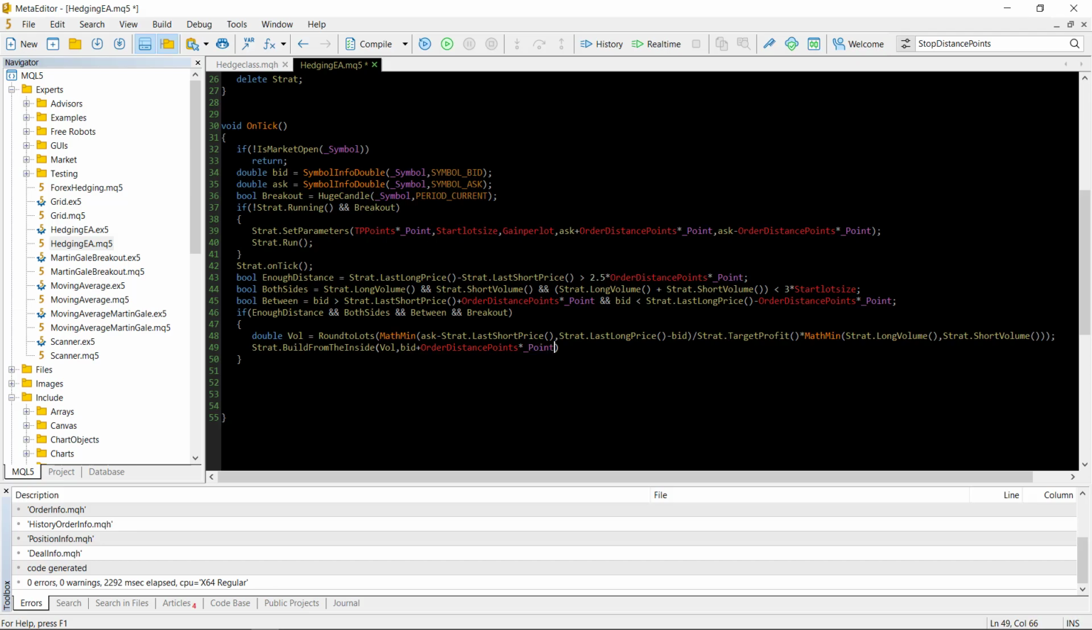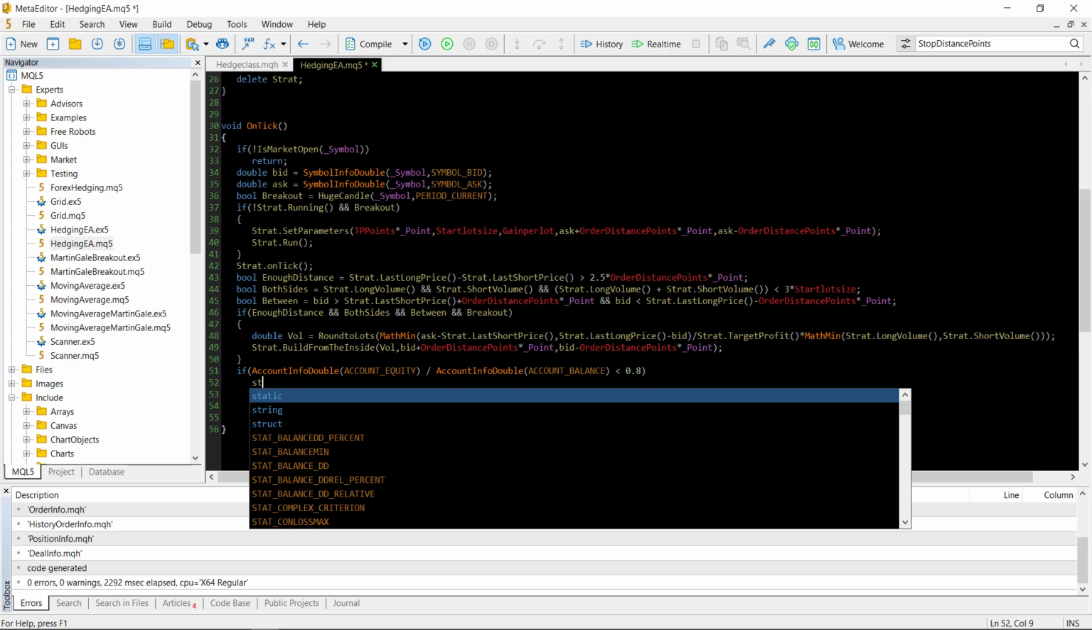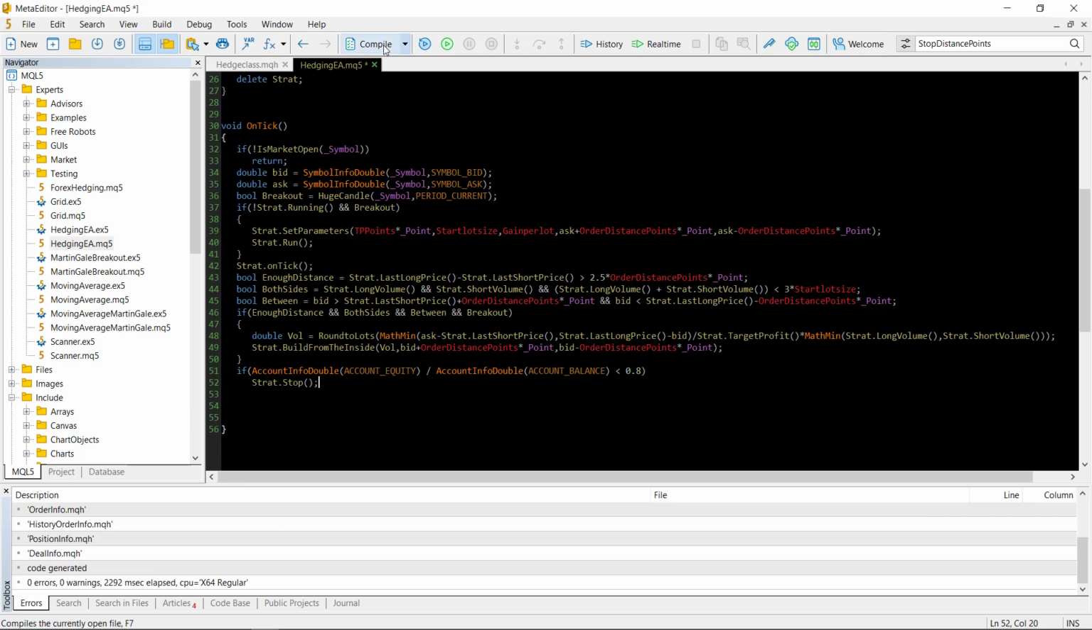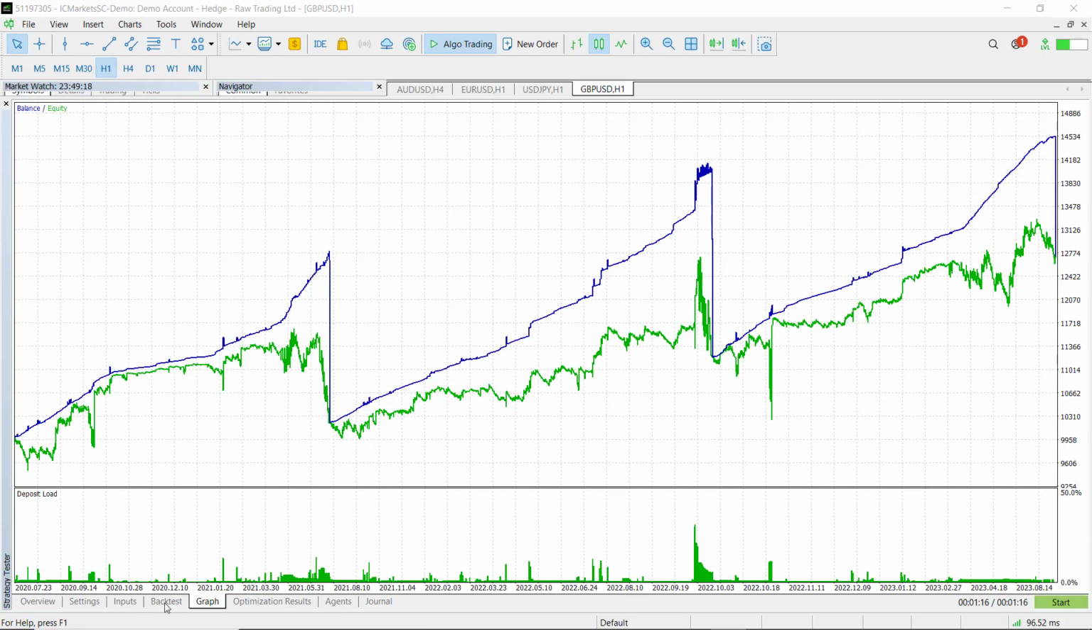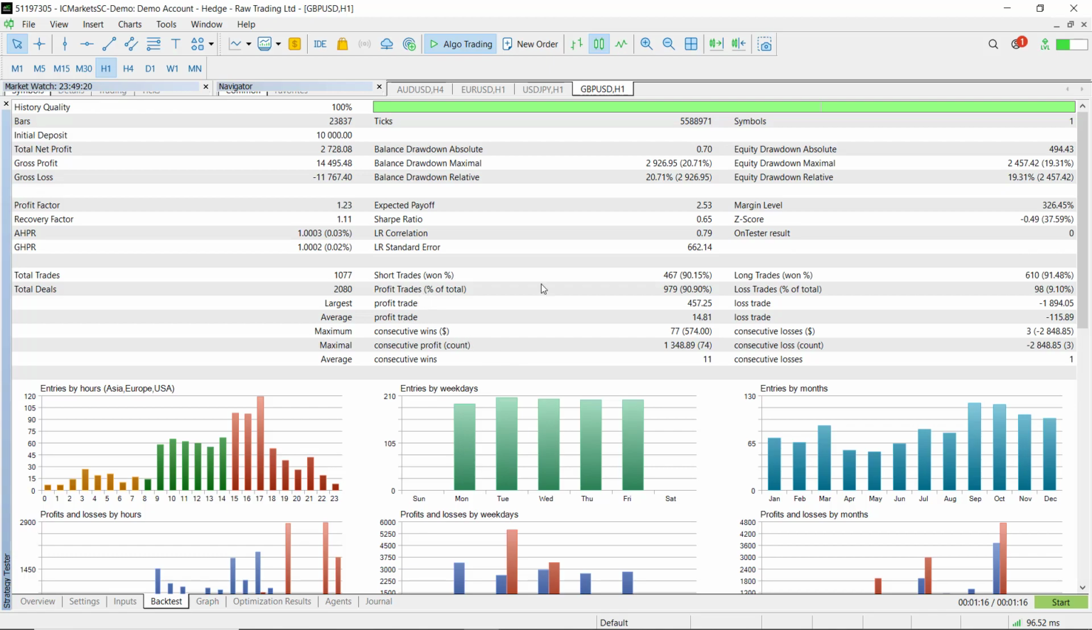We can add another condition to limit our floating loss, because this strategy is based on increasing the balance, but the equity can keep on dropping. So if the ratio between the equity and the balance is less than, let's say, 0.8, we will stop the strategy. Now let's compile and test the strategy. As you can see, the strategy still cannot produce stable profits.